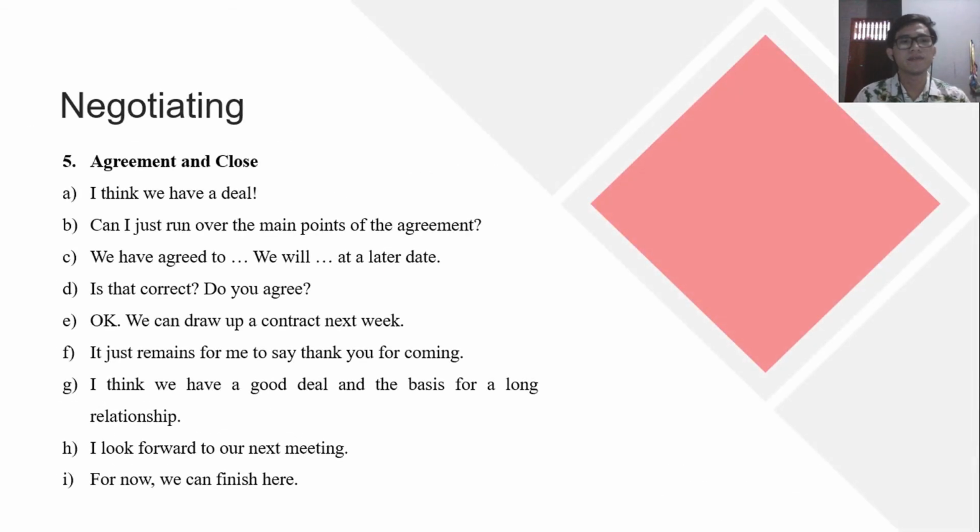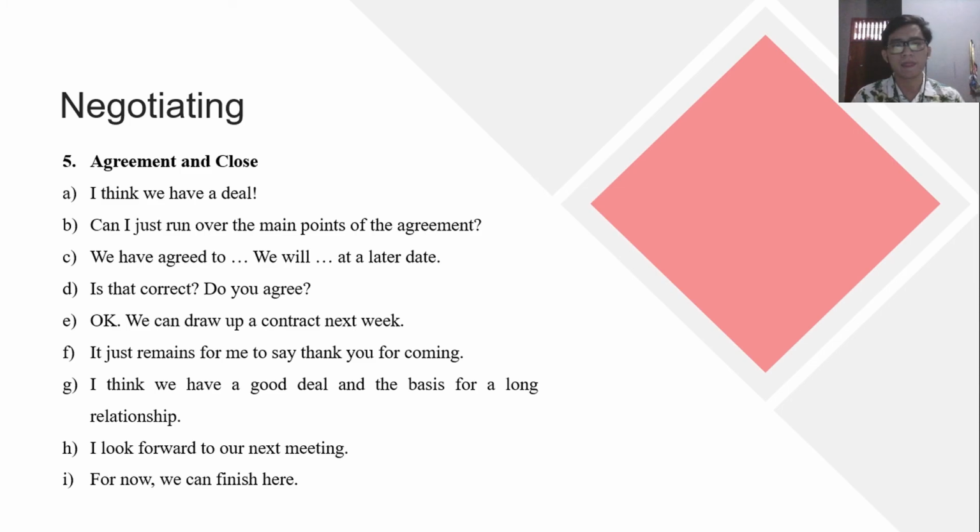So the fifth point is agreement and close. This happens if we accept the agreements in negotiations. So the steps are, I think we have a deal. Can I just run over the main points of the agreement? And then we have agreed to blah blah blah. We will blah blah blah at a later date. And then is it correct? Do you agree?